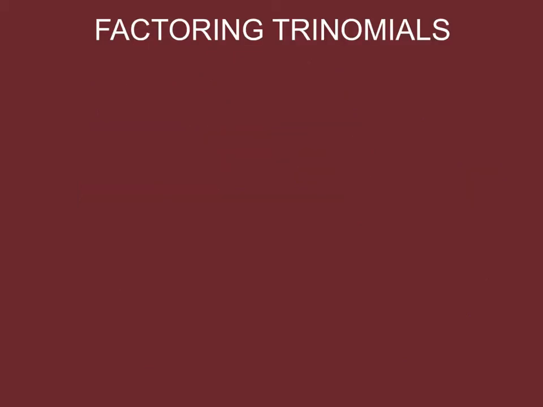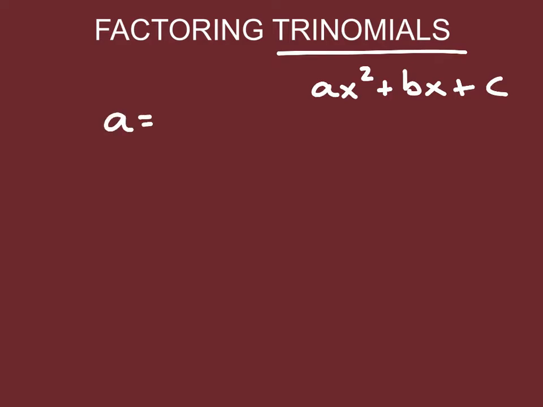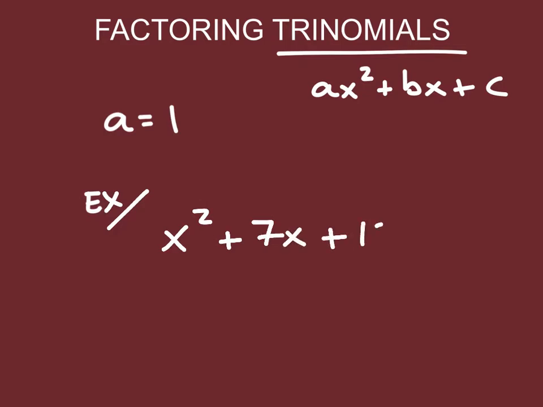So the next thing I want to talk about is factoring trinomials. Trinomials are polynomials with 3 terms. They're always of the form ax squared plus bx plus c. What I want to first talk about is when a is equal to 1, when your leading coefficient is 1. And the first example that I have is the polynomial x squared plus 7x plus 12.